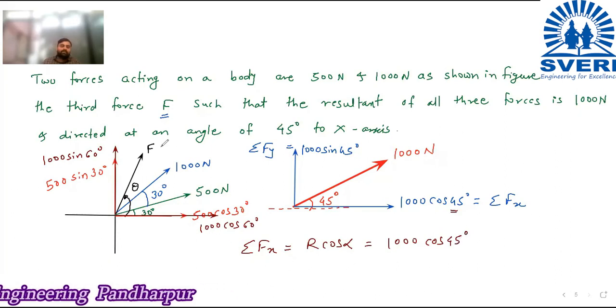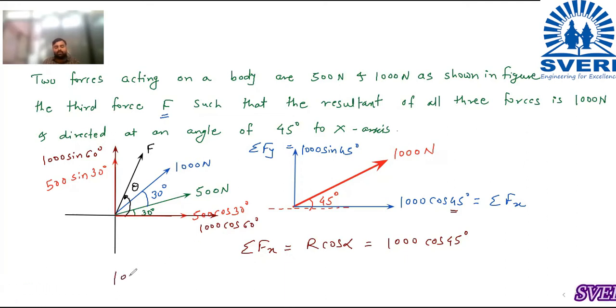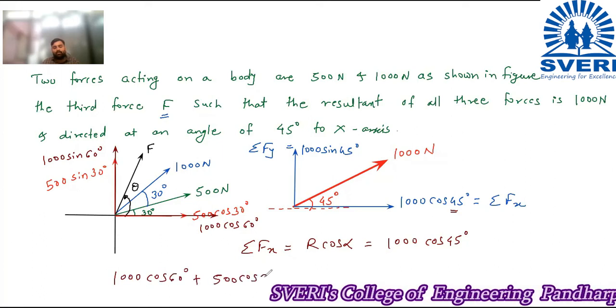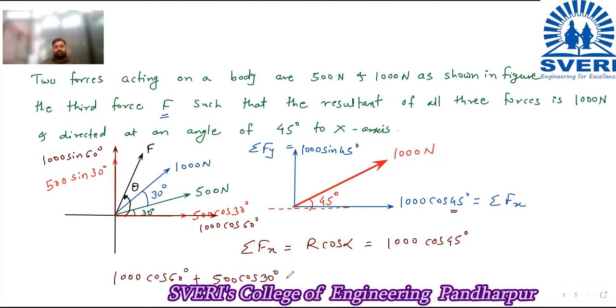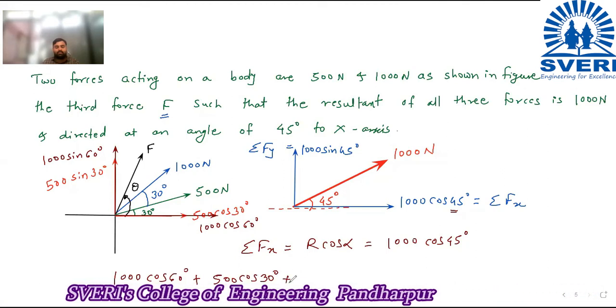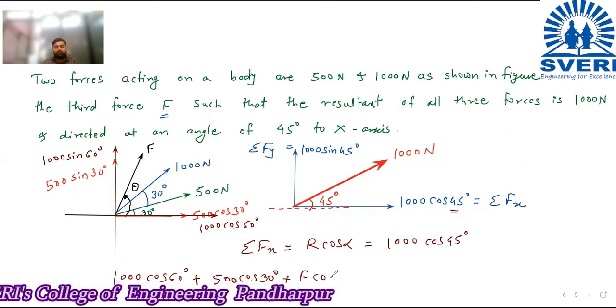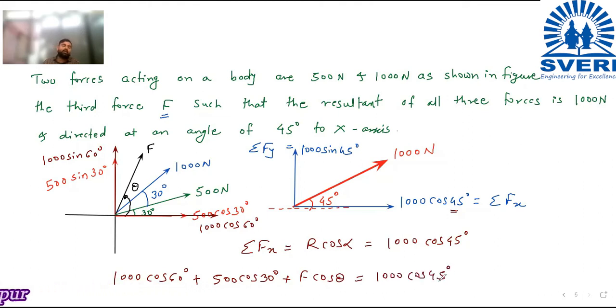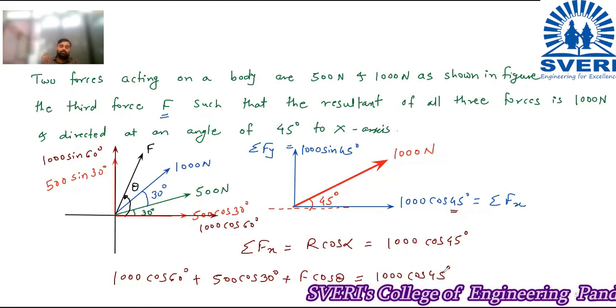So now summation Fx. See this diagram on the left hand side, the diagram is drawn. So it is 1000 cos 60 plus 500 cos 30 plus it is F cos theta, which is equal to 1000 cos 45. Did you understand how F cos theta was taken? Yes, no? Yes, sir.